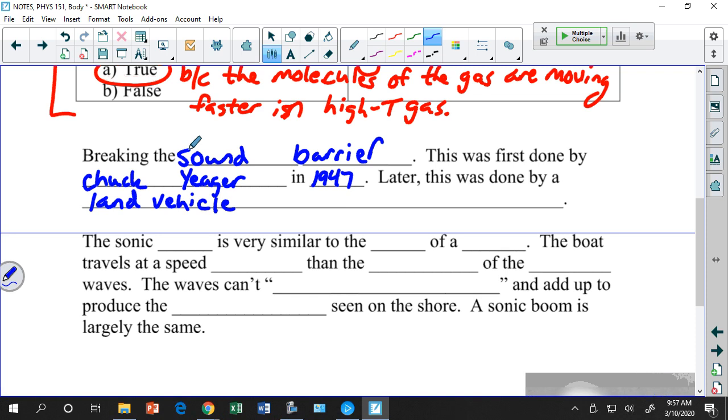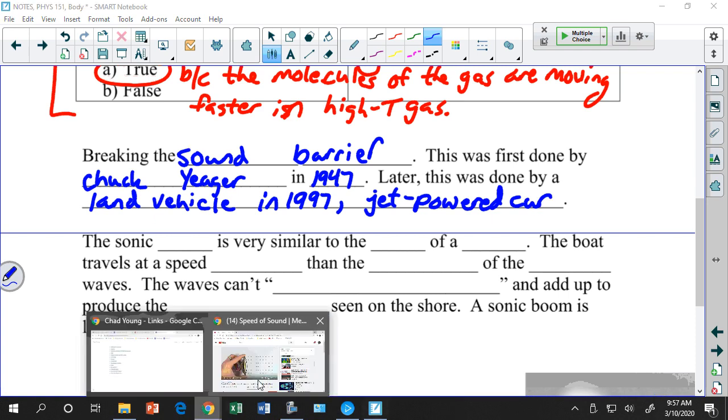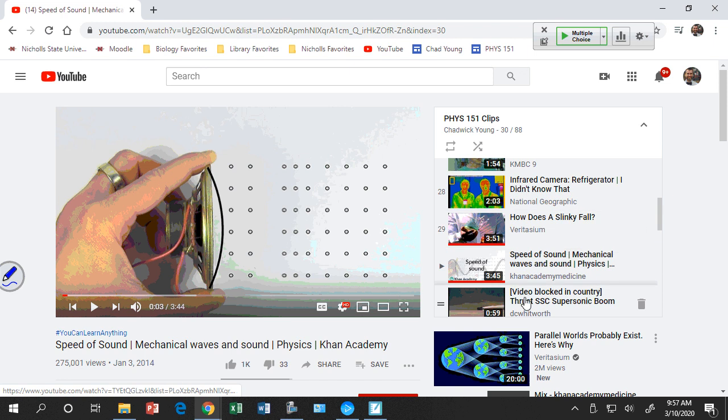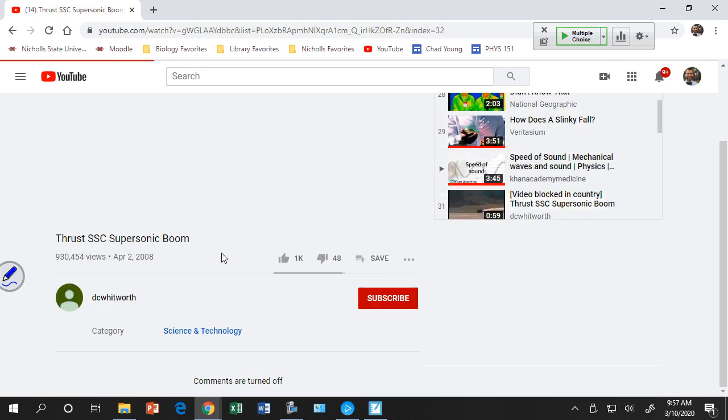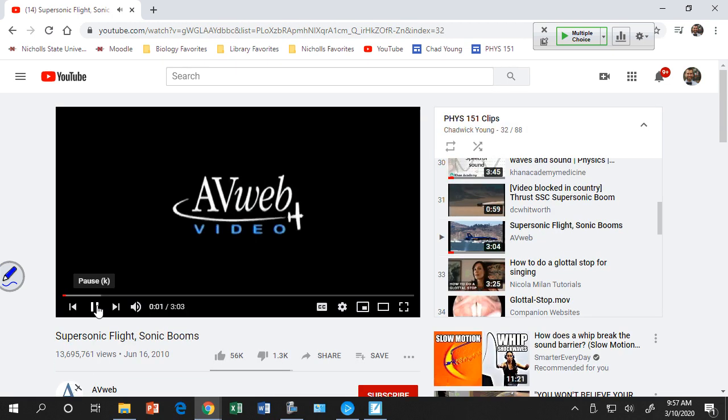I'd have a video for it. Unfortunately, they took it off of YouTube. But it's a land vehicle, that was in 1997, by a jet-powered car. Actually, let me see if it comes up. Maybe it's back now. No, they took it away.